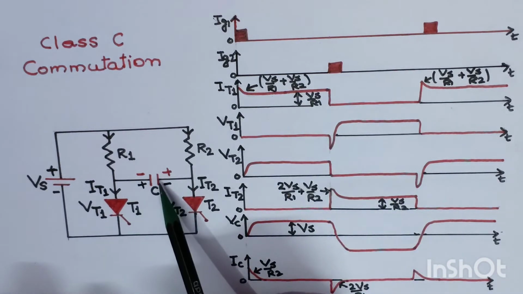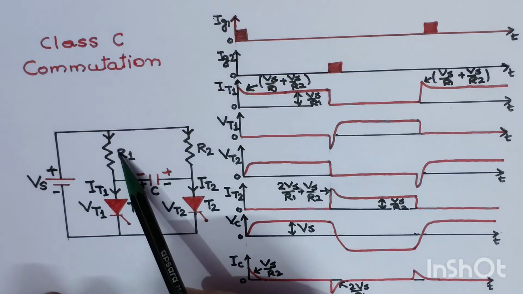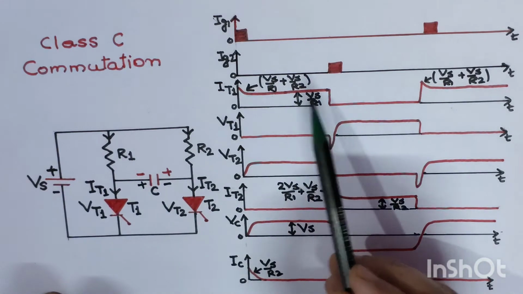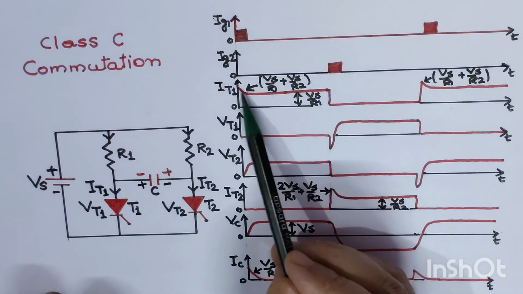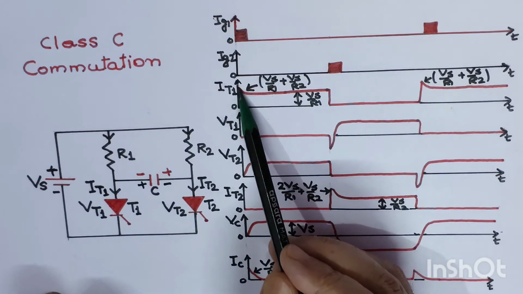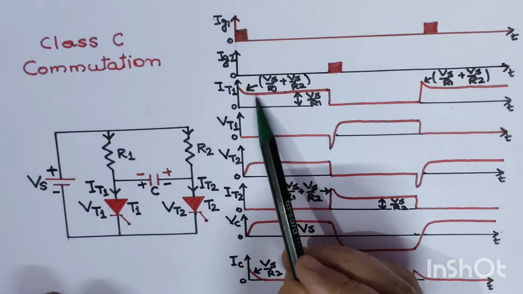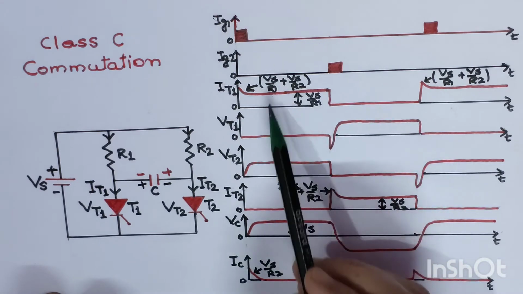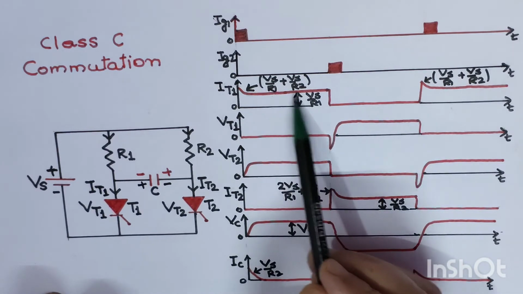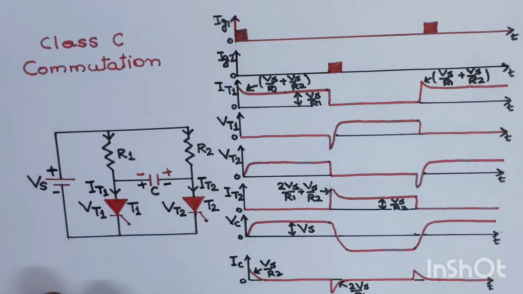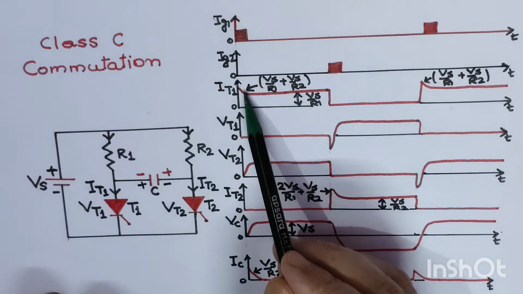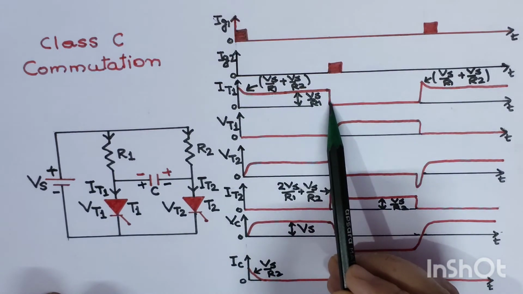Now once the capacitor C is charged, the current flowing across the capacitor will stop. So only one current will be flowing, that will be through resistance R1. That's why it has been shown here that initially we have two currents, that is Vs by R1 plus Vs by R2, from this point to this point, and after that when the capacitor has become fully charged, only one current is flowing through thyristor T1, that is Vs by R1. That is how it has been shown through thyristor current IT1 here.